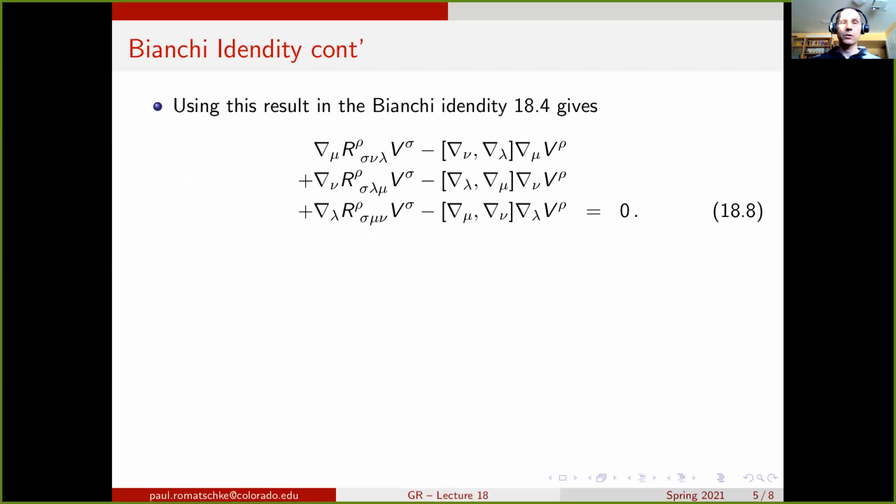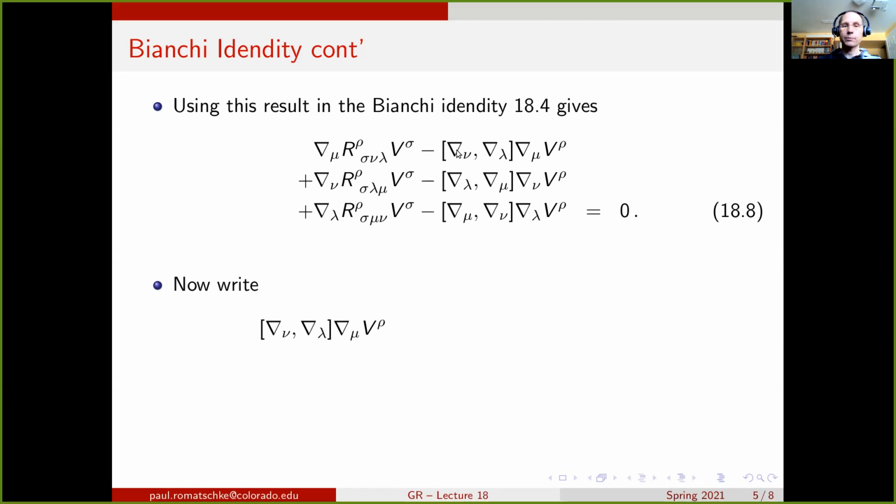So now that we have the shorthand notation, we can write down the Bianchi identity as a sum of three such terms, where we have replaced one of these commutator terms with this tensor R, and then here is the remaining part of those commutators, and we have three copies of this for the cyclically shifted indices.